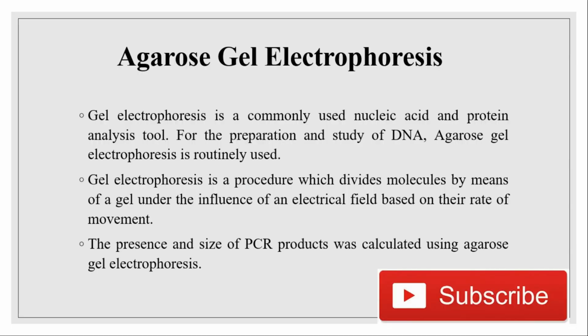Agarose gel electrophoresis is a commonly used tool for nucleic acid and protein analysis. For the preparation and study of DNA, agarose gel electrophoresis is routinely used. Gel electrophoresis is a procedure in which molecules move through a gel under the influence of an electric field, based on their rate of movement. In other words, the presence and size of PCR products is calculated using agarose gel electrophoresis.